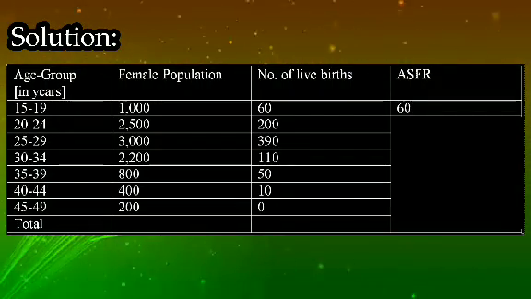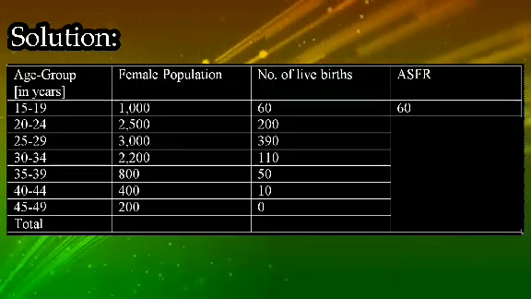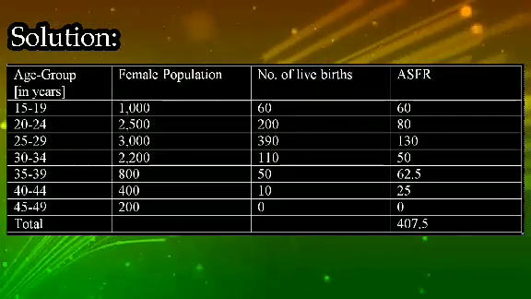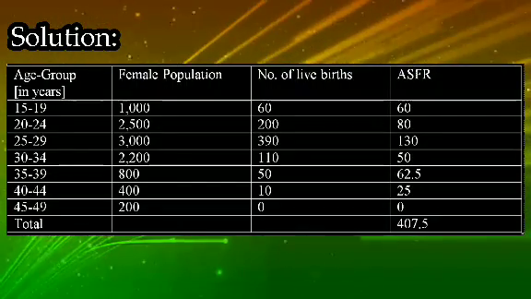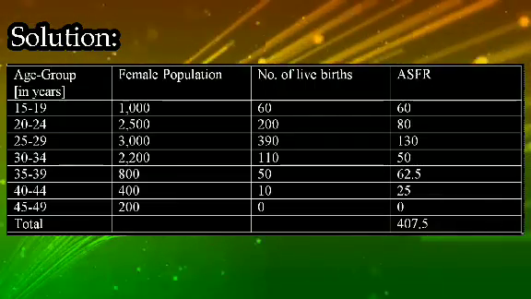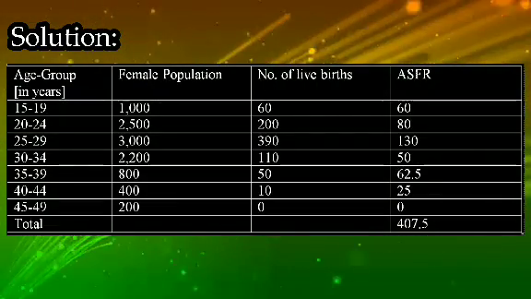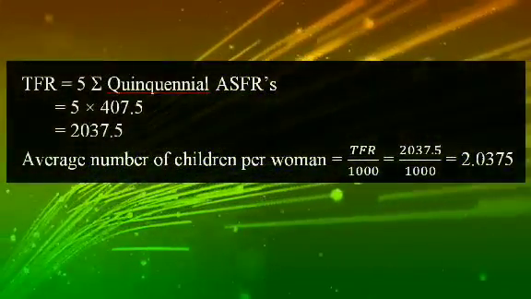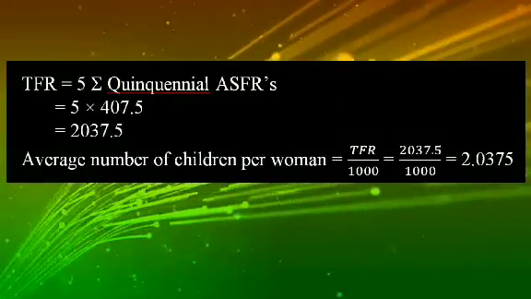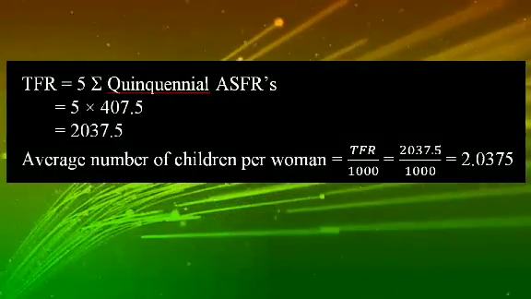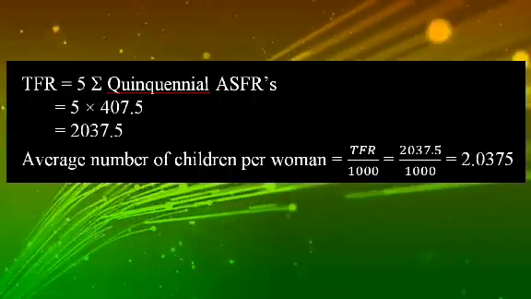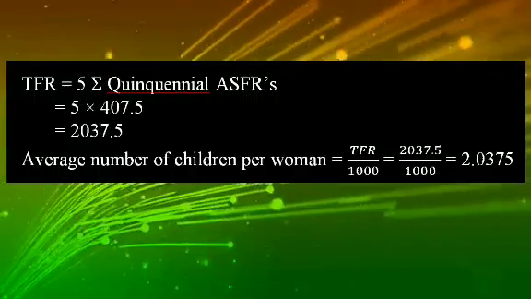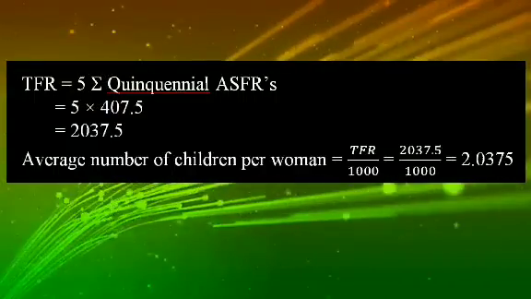Compute the next value. 200 by 2500 multiplied by 1000. Answer is 80. Similarly, compute all the ASFR values. And at the end, find the total ASFR, which is 407.5. After computing the ASFR values, write TFR formula. TFR equal to 5 into sigma quinquennial ASFRs. Here the formula is multiplied by 5 because the width of the class intervals is 5. So 5 into 407.5, which is equal to 2037.5.